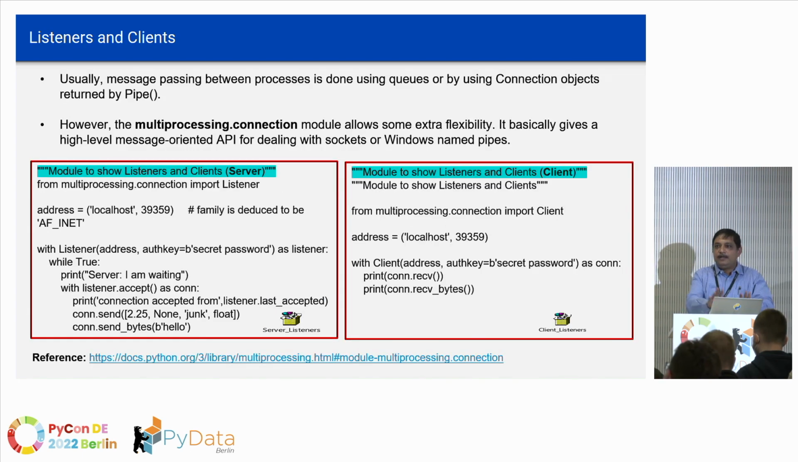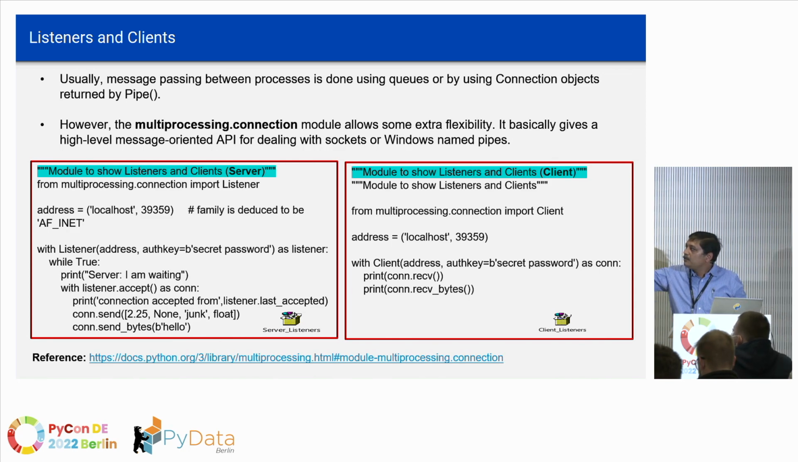Now, listeners and clients. I am telling you the basic idea, and you can run the code yourself. See, we can use queues and pipes, that is fine. But a bit of higher level flexibility is given, in the sense that in the multiprocessing.connection module, it gives you higher level APIs which are like sockets.